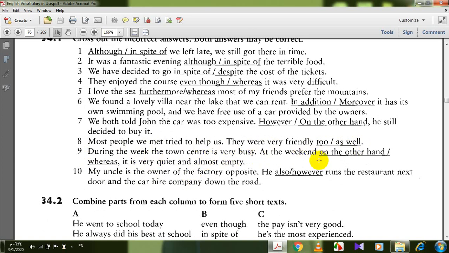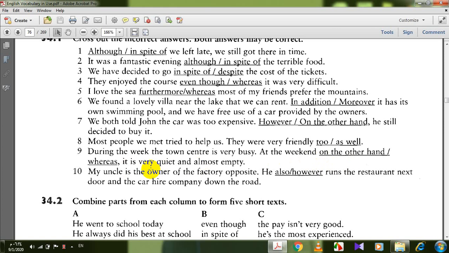During the week, the town center is very busy. At the weekend, on the other hand, it is very quiet and almost empty. The answer is on the other hand; we cannot use whereas here. Good.